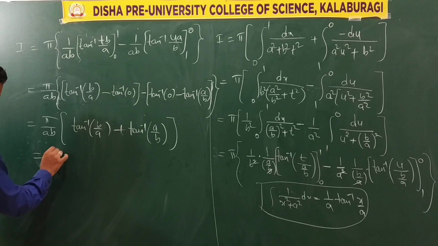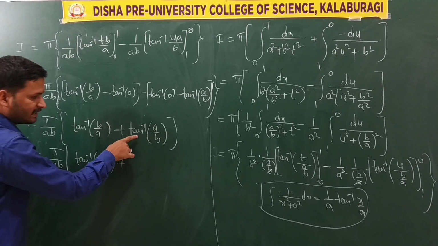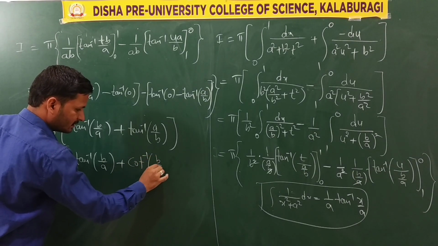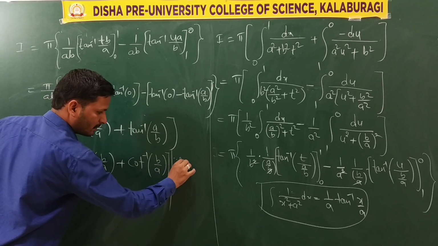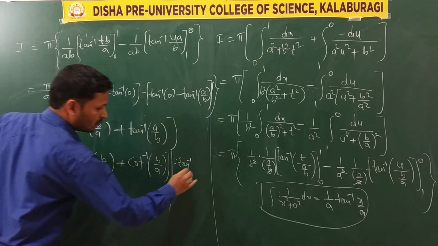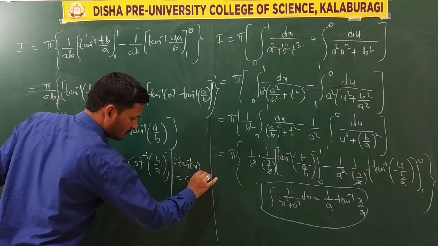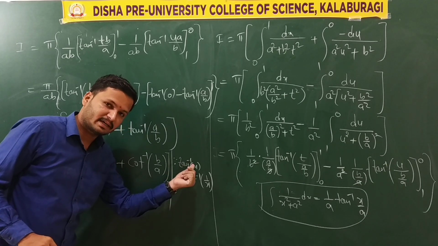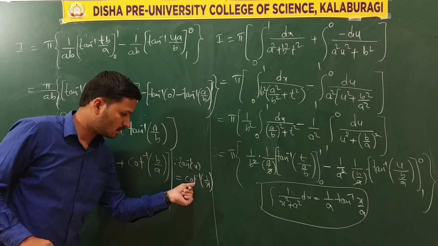Next, pi divided by ab, tan inverse of b by a, as it is, plus. I will write tan inverse of a by b as cot inverse of b by a. Why? Because from the inverse trigonometric functions property, tan inverse of x is equal to cot inverse of 1 by x. In inverse trigonometry, tan inverse of x is equal to cot inverse of 1 by x. We take the reciprocal of what is inside and write cot inverse.